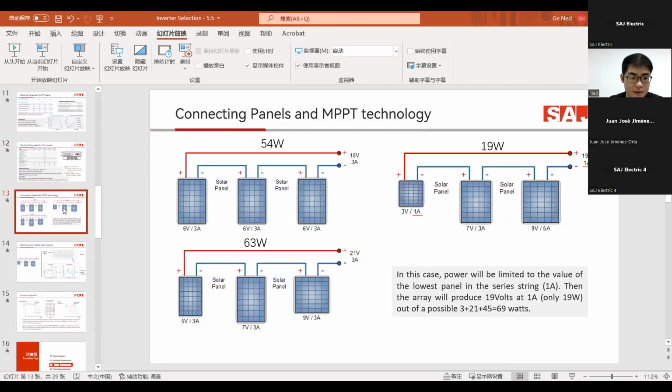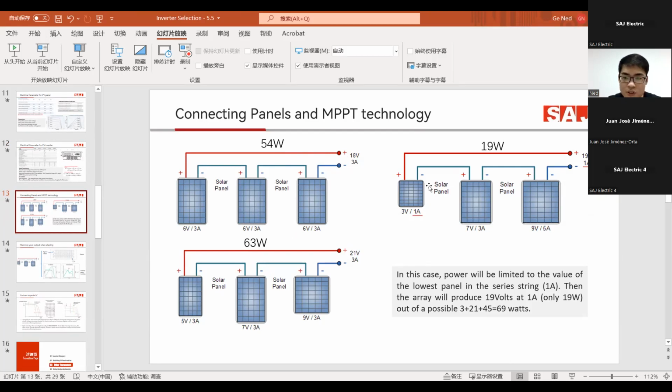Next slide delivers the message that when PV panels are series connected, first the voltage will be combined together. As you can see here, these 3 panels are all 6 volt, for example. Then the combined voltage is 18. And as you can see here, 5 plus 7 plus 9, the series connected voltage is about 21.